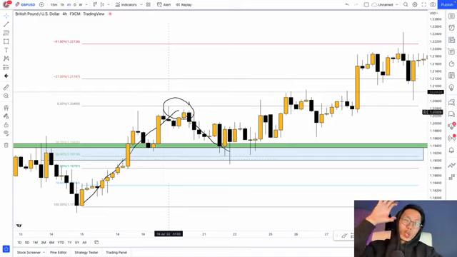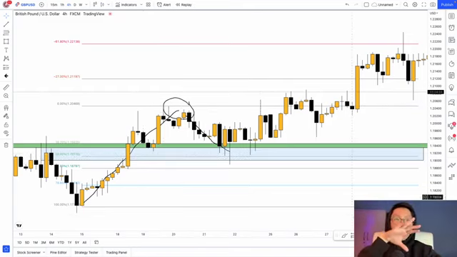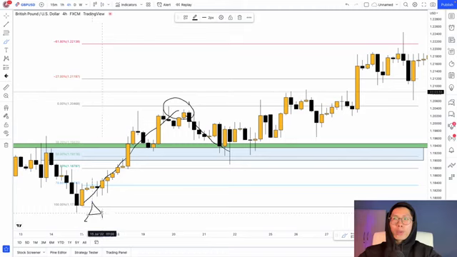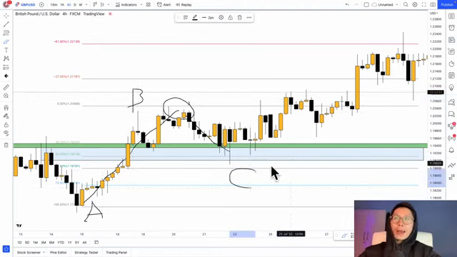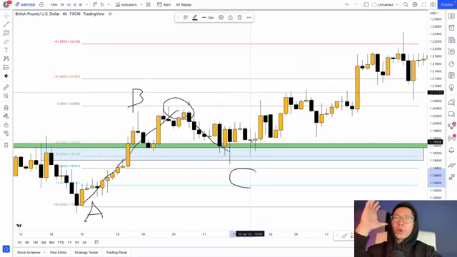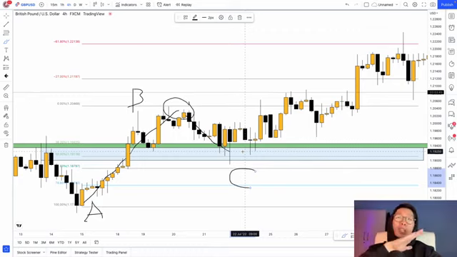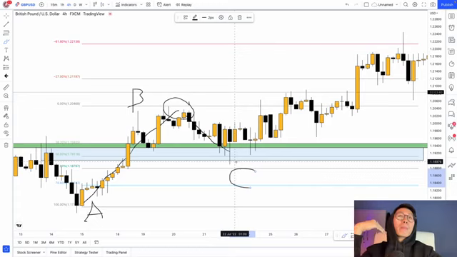So now that price retraced all the way down to this 50 extension level, we have your A, we have your B, and we also have your C right here. At this area, price is consolidating around here. So we want to wait for price to show us some sort of sign that tells us that price is done retracing and it's about to head back up.